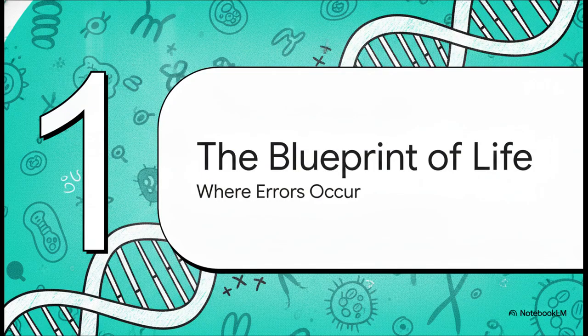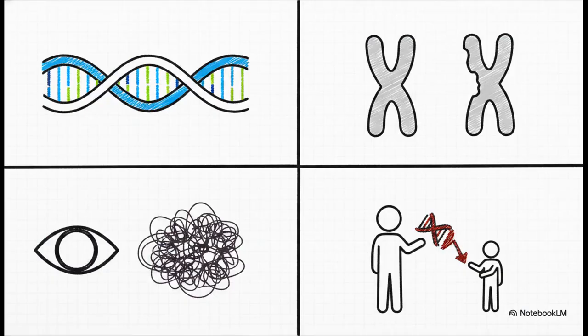Section 1. The Blueprint of Life. To really understand how all this happens, we need to leave the visible world behind for a second and zoom way into the microscopic level. So how does this structural blueprint actually go wrong? It basically boils down to 4 primary ways.